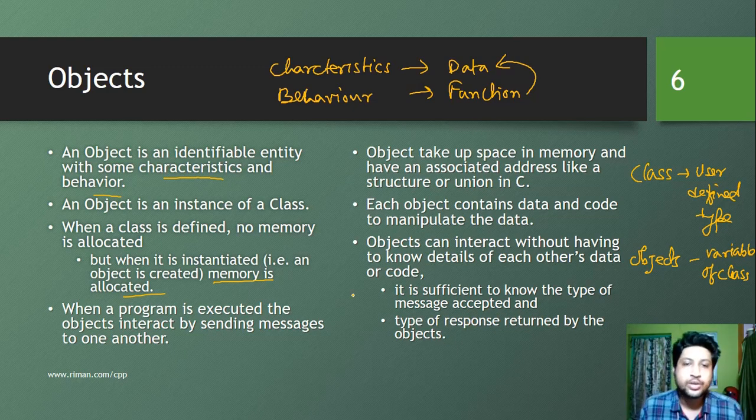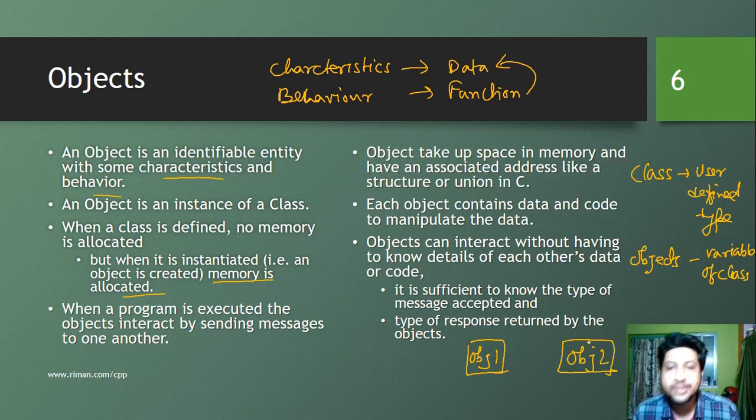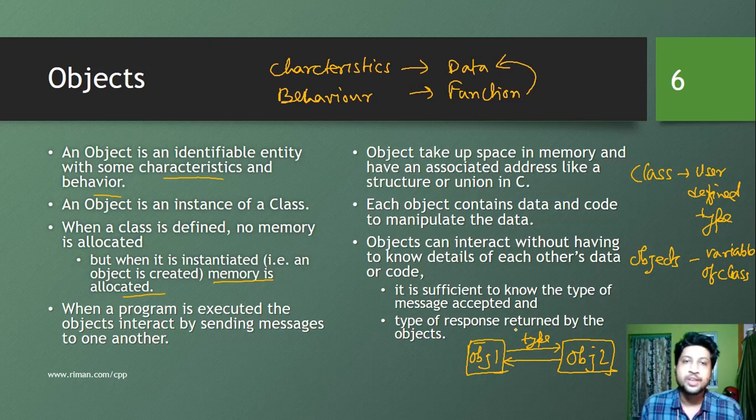So two different objects, say obj1 and obj2, can communicate with each other without knowing the implementation details. That means what actual data is residing in object 1 and what actual data is residing in object 2 is not needed to be understood by both of them. They only need to understand what type of message they are sending, and what output they are getting as a reply. So that is enough to communicate between two different objects.